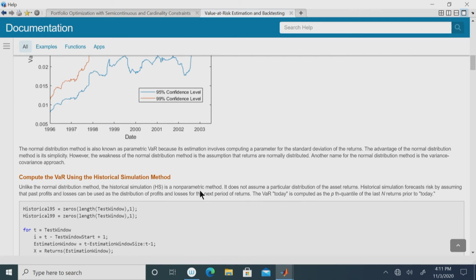And so, since it is a non-parametric method, obviously it will not assume a particular distribution, because if you had a distribution, you would obviously expect that there is going to be some sort of a parameter that accompanies it.